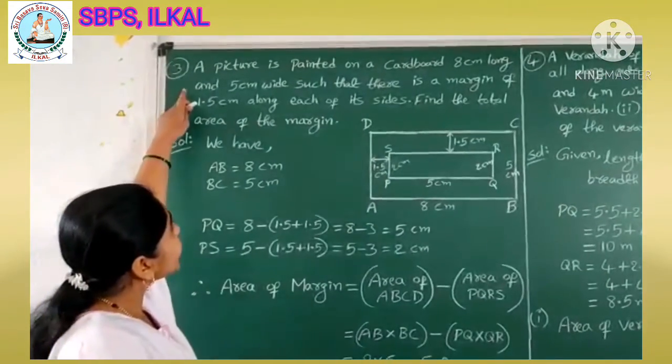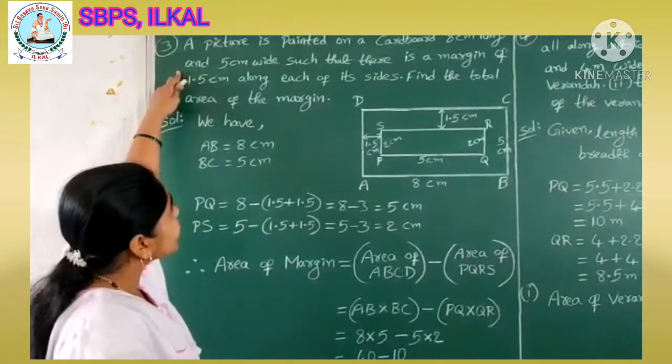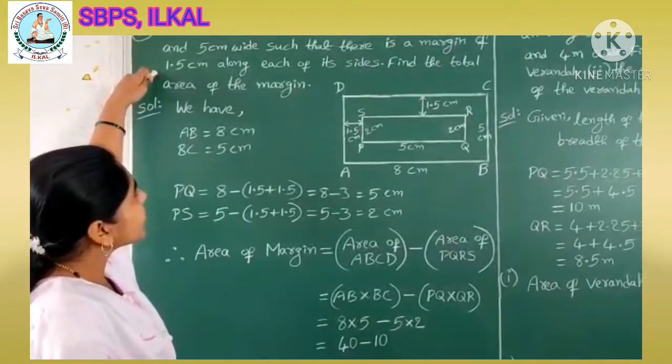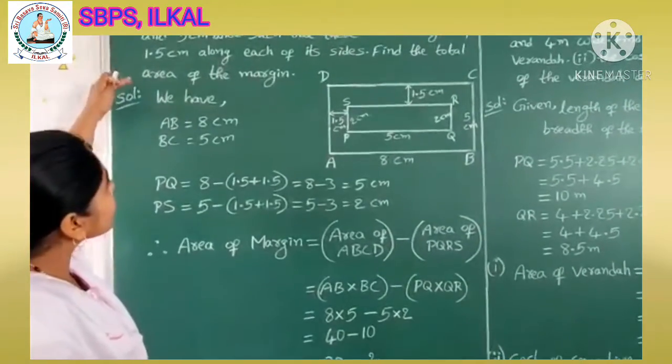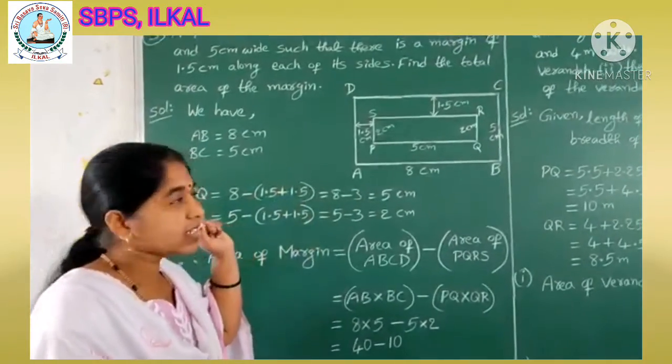A picture is painted on a cardboard 8 cm long and 5 cm wide such that there is a margin of 1.5 cm along each of its sides. Find the total area of the margin. Here we have to find total area of the margin children.